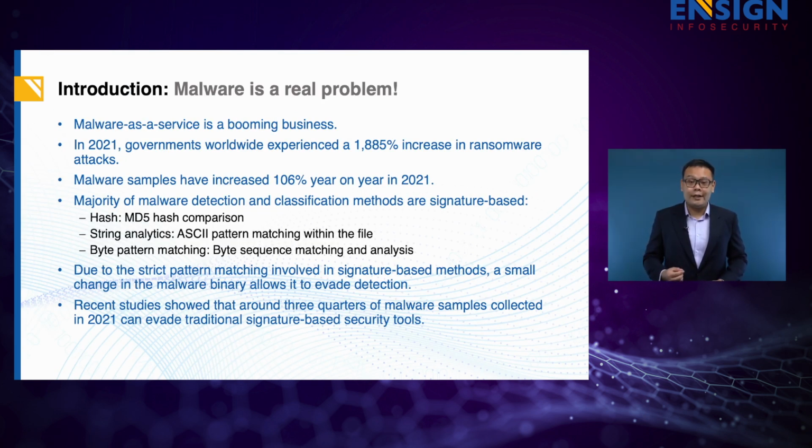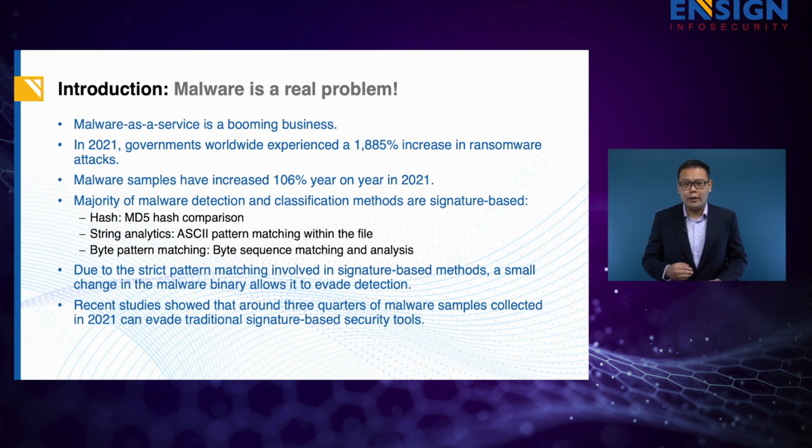The rapid digitalization in recent years, driven in part by the pandemic, has resulted in a significant increase in cyber attacks. In 2021, governments worldwide experienced a 1,885% increase in just ransomware attacks. In fact, cybercrime has become such a lucrative business that malware as a service is booming. As a result, the number of malware samples has increased at least 106% year-on-year in 2021.